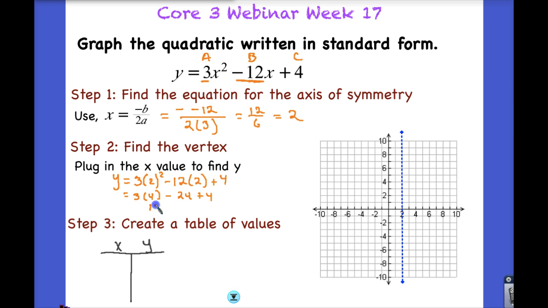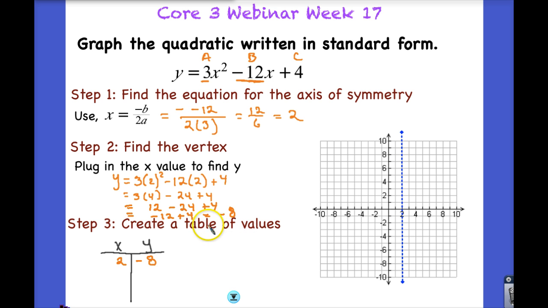And then you have 12 minus 24 plus 4. Okay. So 12 minus 24 is -12. And notice how I'm just doing this one step at a time. And then -12 plus 4 is -8. Elliot, you said -8. Very nice. So here we have, you guys, the vertex is 2, -8.